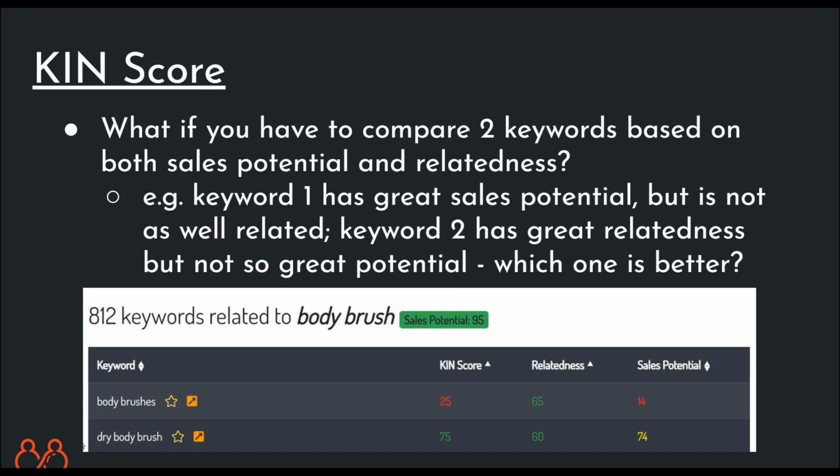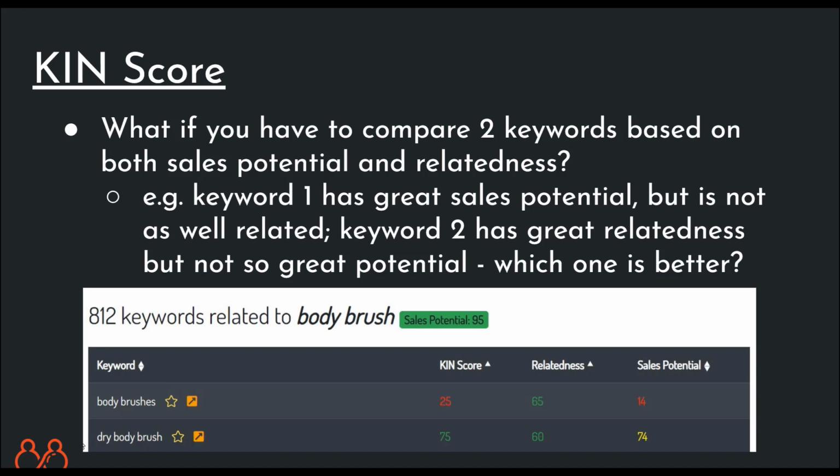On the other hand, in terms of sales potential, dry body brush is a very good keyword with a sales potential of 74, while body brushes, the plural of body brush, only has a sales potential of 14, which is really low. So how do you compare these two keywords, given that in terms of relatedness, one is better than the other, while in terms of sales potential, it's vice versa?